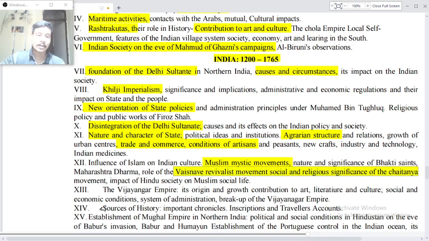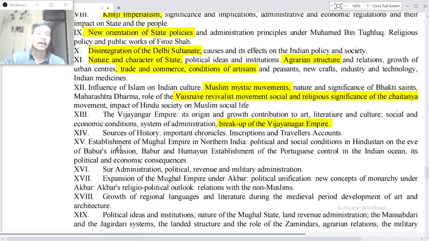Social and religious significance of the Chaitanya movement, impact of the Hindu society on Muslim social life, the Vijayanagara Empire, its origin and growth, contribution to art, literature and culture, social and economic condition, system of administration, breakup of the Vijayanagara Empire. Now, sources of history: important chronicles, inscriptions and travelers' accounts, establishment of the Mughal Empire in northern India and political and social condition in Hindustan on the eve of Babur's invasion, Babur and Humayun, establishment of the Portuguese control in the Indian Ocean and political and economic consequences.